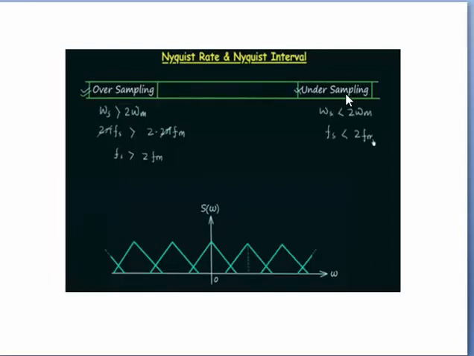Now in the case of undersampling, we saw ωs less than 2ωm, and undersampling is not allowed because in this case there is overlapping between the two shifted spectrums, or between the two triangles of the message signal. Therefore, when we try to recover the message signal, or original signal, from the sampled signal, it would not be possible. So this sampling is not allowed, and here we get fs less than 2fm.